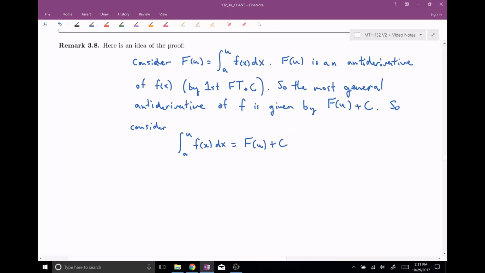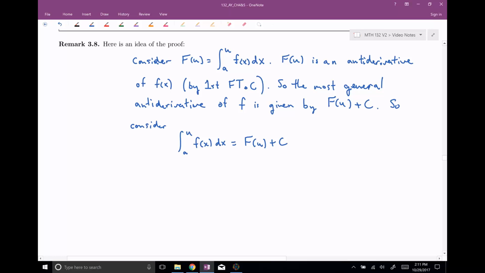And if I plug in a everywhere I see a u, this is going to be the integral from a to a of f of x dx, and that's going to be F of a plus c. Why do I do this? It's because now this left-hand side is equal to 0. We want the area under the curve from a to a. Well, there is no width behind this, so therefore, this must be equal to 0.